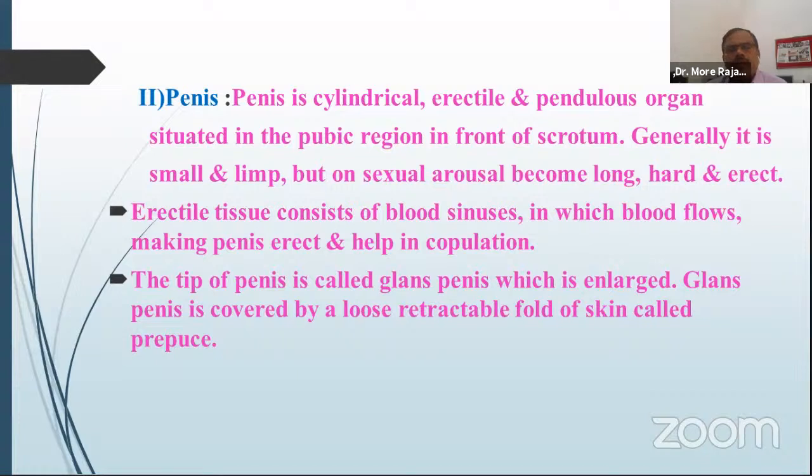The tip of the penis is called the glans penis, which is enlarged. Glans penis is covered by a very thin, loose, retractile fold of skin, which is called prepuce.